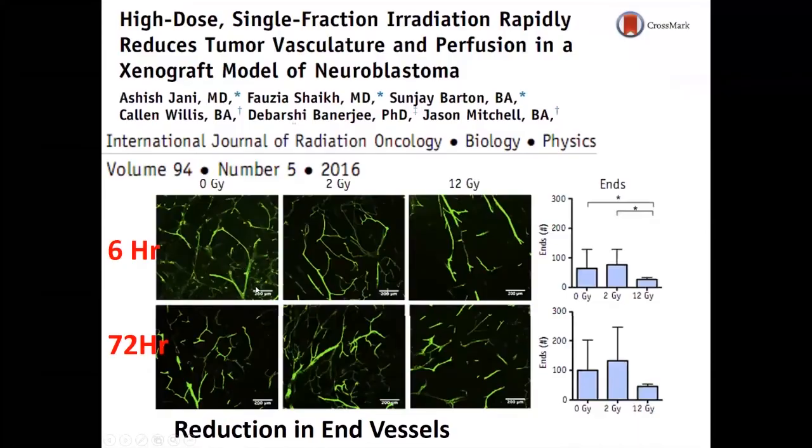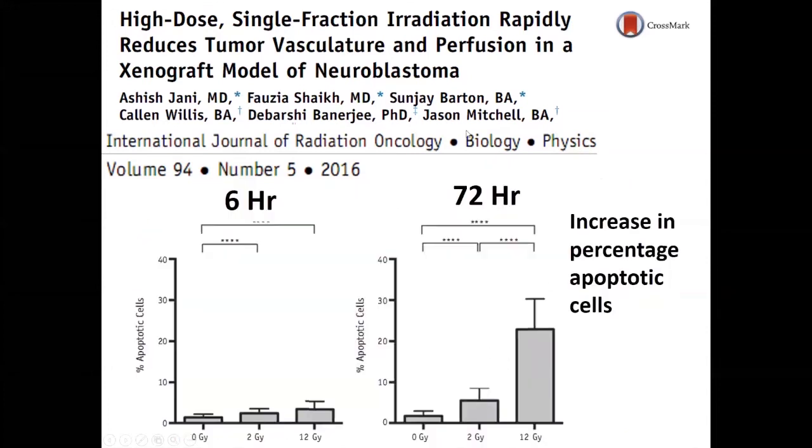Same thing here in this experiment, a more recent publication, that when you deliver a high dose of radiation, the vessel density reduces, and this starts after 6 hours of radiation and continues up to 72 hours. The same article also measured the apoptotic cells with increasing dose of radiation, and they observed that the maximum percentage of apoptotic cells is seen when you deliver a high dose of radiation, and this starts after 6 hours and continues up to 72 hours.